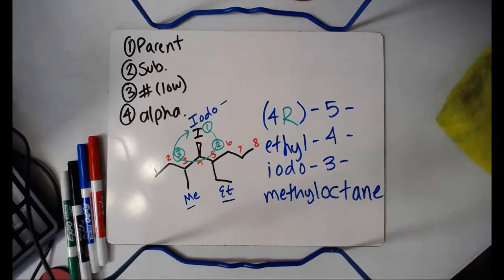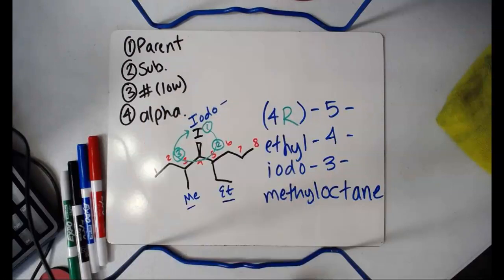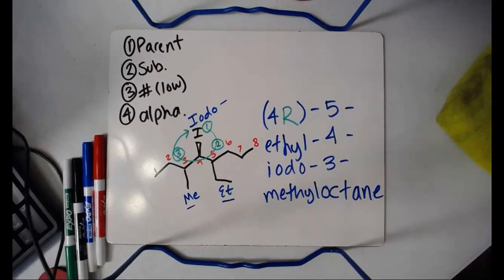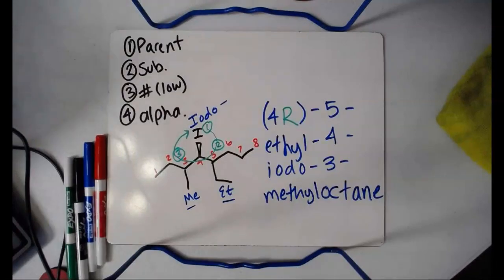Even though we're only including one chiral center in the name, we do still need to include it. We just said R-4-iodooctane, so that R needs to be included in the structure, giving this enough to be able to complete drawing from the name and vice versa.